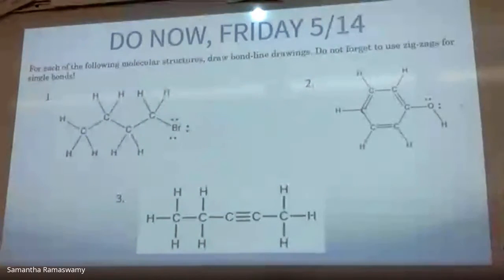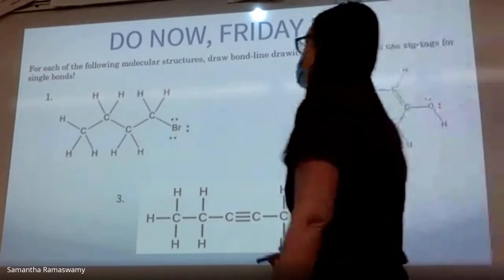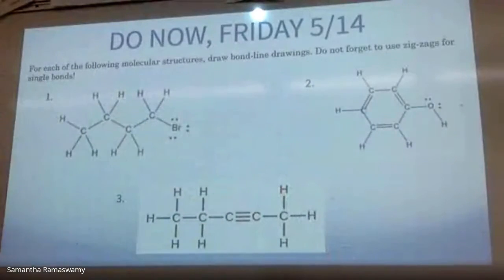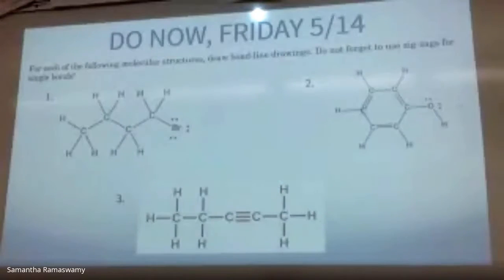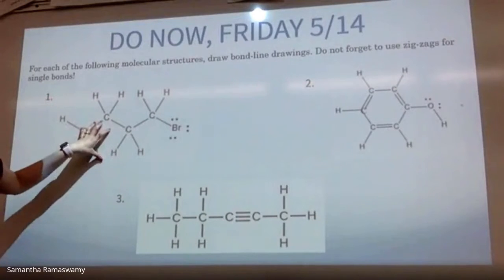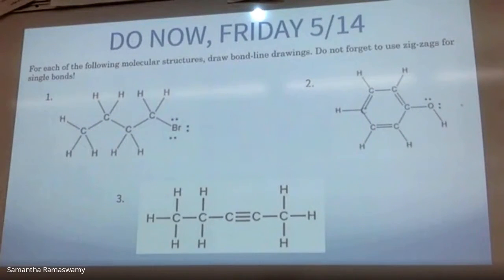So for the do now, for each of the following, draw the bond line drawings. For this, they give us the Lewis structures of each of these. So you have all of the atoms in these, and then you need to draw the bond line drawing. So you're taking all of this, and the only thing that you show is the carbon skeleton, and then any atoms other than C and H.